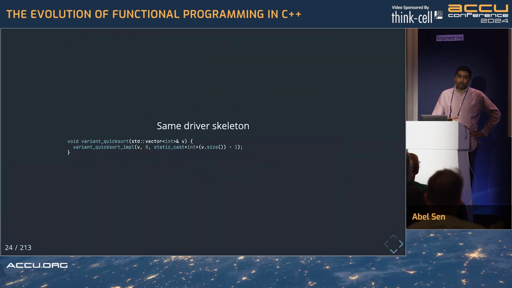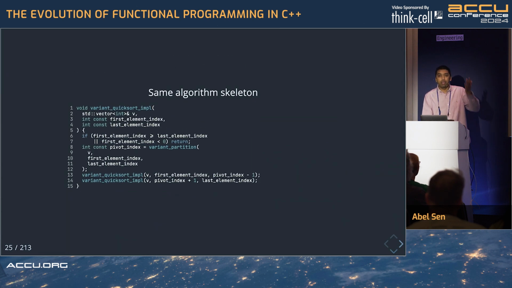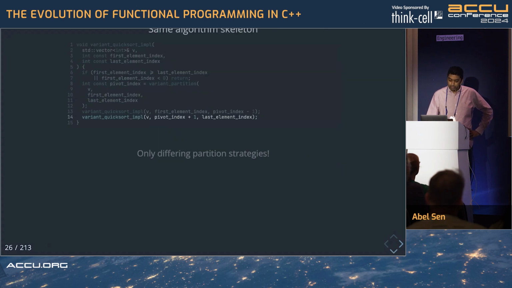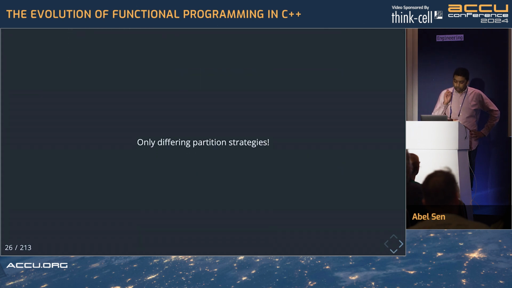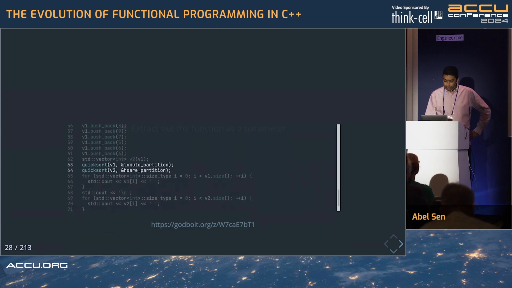So overall, what we see here is essentially the same driver skeleton, the same algorithm skeleton in which we partition to get the midpoint and then recurse into the left and right sides. And the only different thing occurring here is the partition strategy. So an idea we can pursue is to extract that strategy, this function, out as a parameter. And so that's what we're doing here.